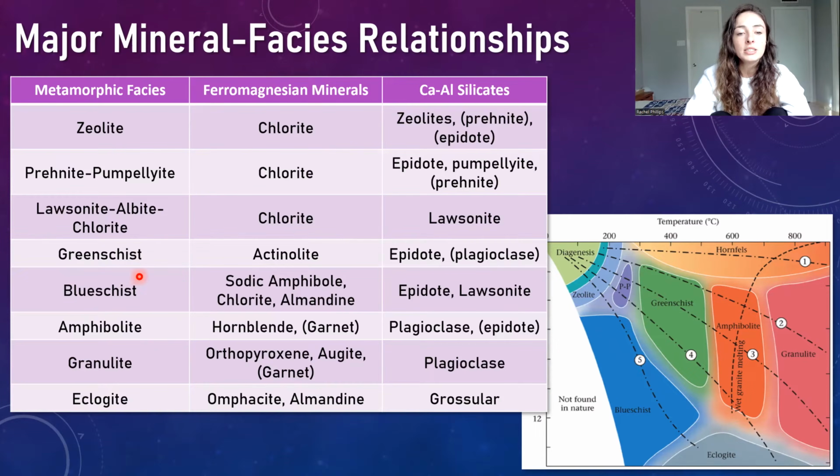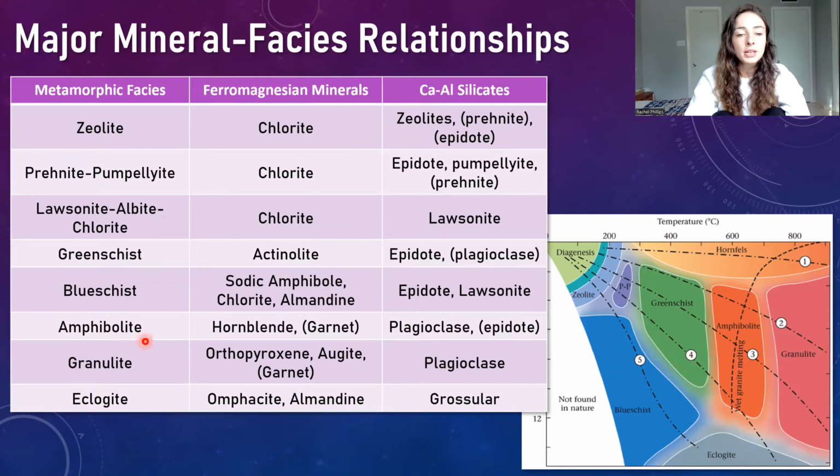And then the Greenschist Facies is characterized by its ferromagnesian content being actinolite, and epidote and plagioclase being the calcium aluminum silicate content. And then the Blueschist Facies is characterized with sodic amphibole, chlorite, and almandine garnet for its ferromagnesian minerals, and then epidote and lawsonite for its calcium aluminum silicates.